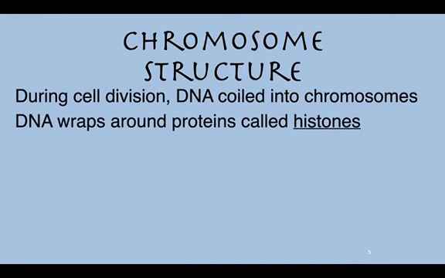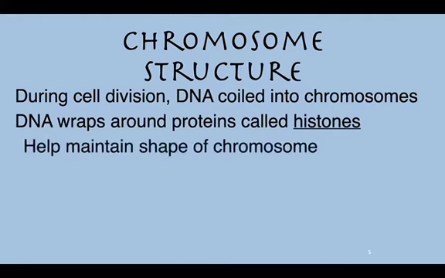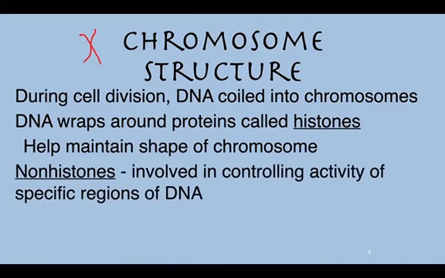And like I said, histones are the proteins that the DNA double helix wraps around. This helps to maintain the shape of the chromosome, that very characteristic X shape that we use to depict or to picture a chromosome. We also have proteins called non-histones. These are involved in controlling the activity of specific regions of DNA.